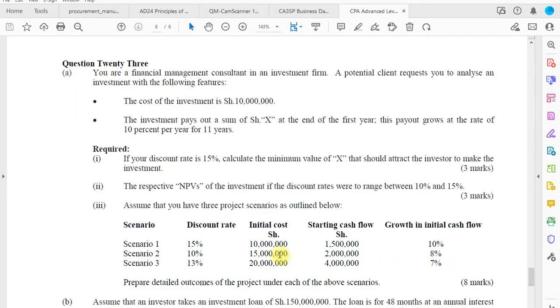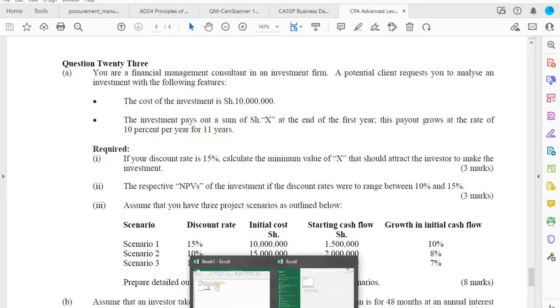So in our case, the first thing is to use goal seek, where we find the value of X, because the key thing is the value of X, and we are told the cost is 10 million. We know the growth is 10%, but here the investment will pay a sum of X shillings at the end of the first year. So because this was at the end of the first year and the payout grows at the rate of 10% per year for 11 years, we shall be dealing with 12 years.